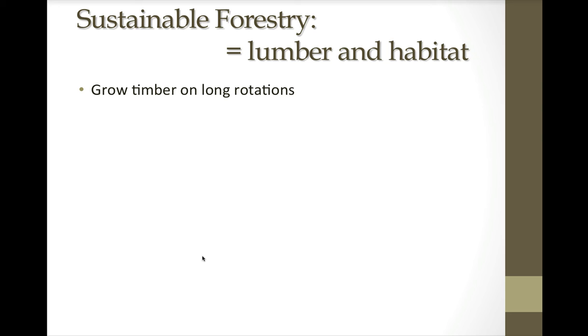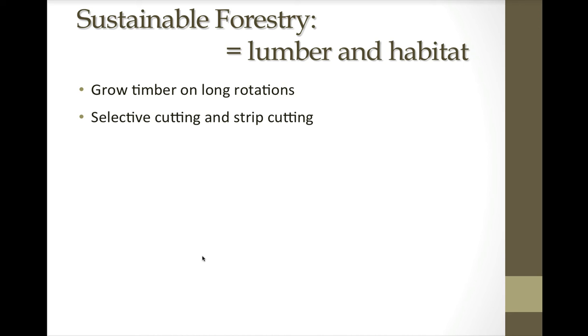So when we grow our timber on long rotations, like 50 years instead of 20, or 70 years instead of 50, we end up with better habitat in that area. Selective cutting and strip cutting are both very good methods of harvesting trees. We didn't talk about strip cutting, but basically you cut very long, narrow strips of forest and allow the forest to remain intact on either side.